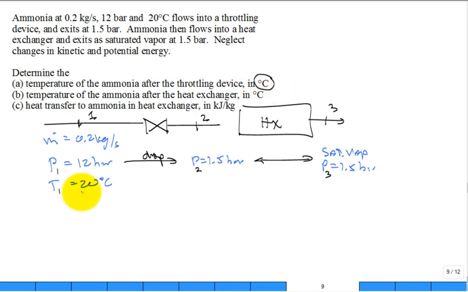So it comes in at 20 degrees C, goes through a throttling device. What about the temperature at state 2? What do you think? Is it going to be greater, equal, less? Is there any heat transfer into this device? No. Most times, students see this. You know what they're going to say for their best guess at the temperature at 2? They're going to say, I think it's the temperature at 1, it's 20 degrees C.